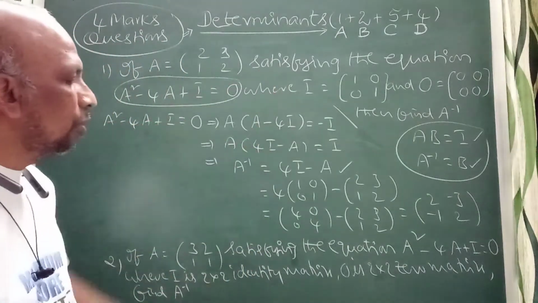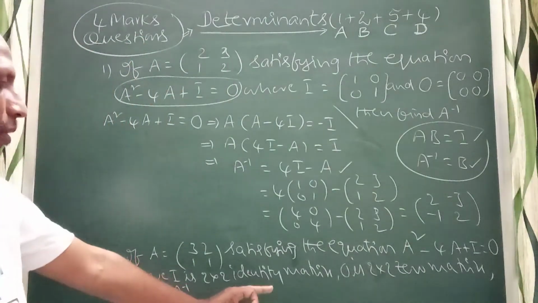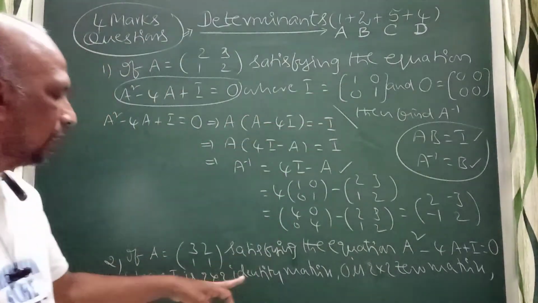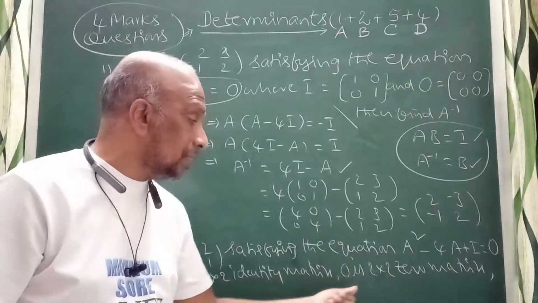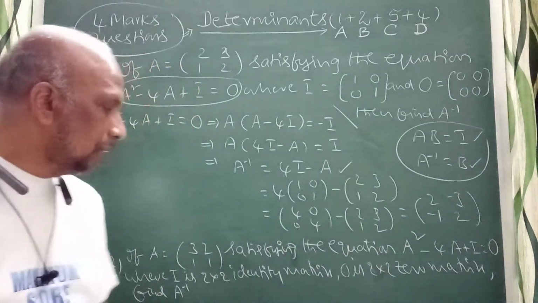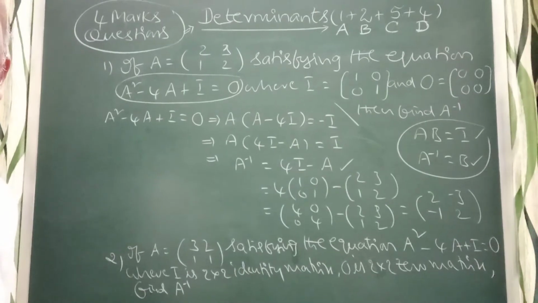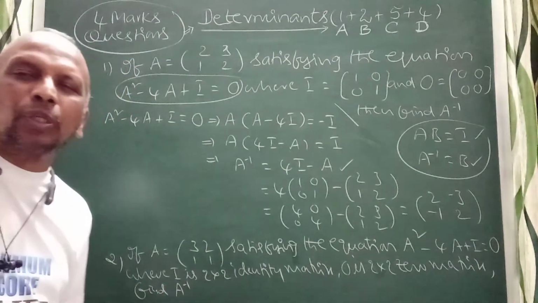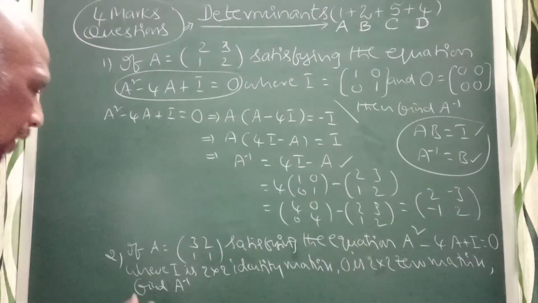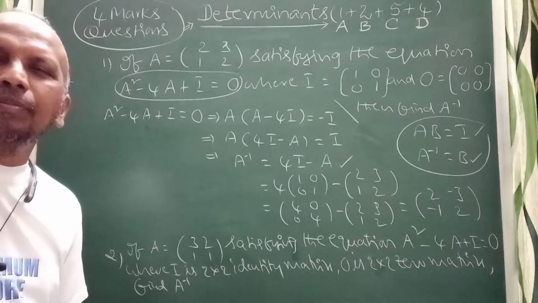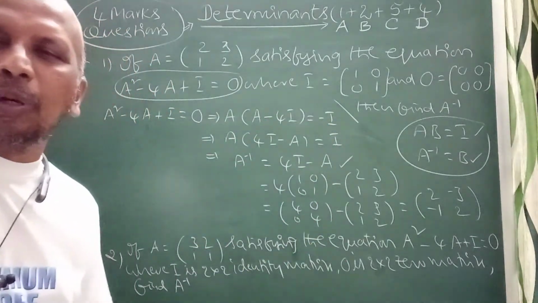Now, after looking at this problem, use the same concept and try to solve this problem. Here they mention I is the 2 by 2 identity matrix, and this 0 is the symbol for the 2 by 2 zero matrix, right? They are asking again to find A inverse. You can solve this problem using this. I hope you understood this. Immediately solve this problem. I will explain the next problem.